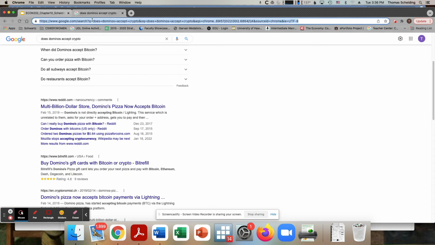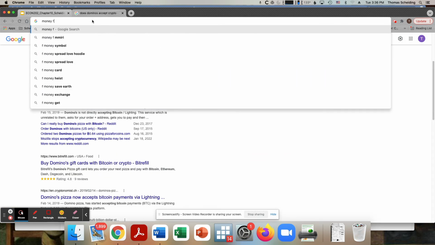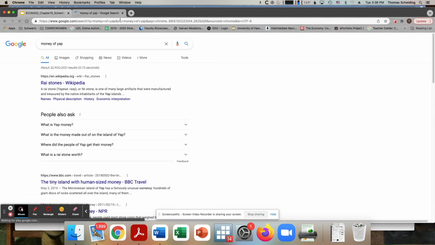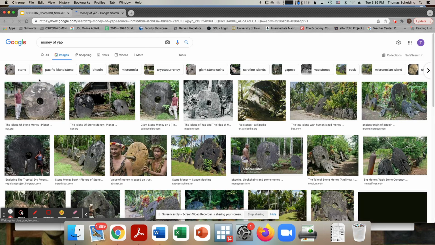The other one that's used quite a bit is the Rai stones that were used on the island of Yap, which was a big stone circle.